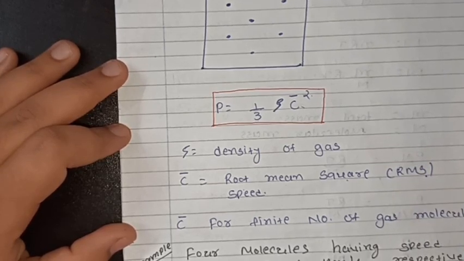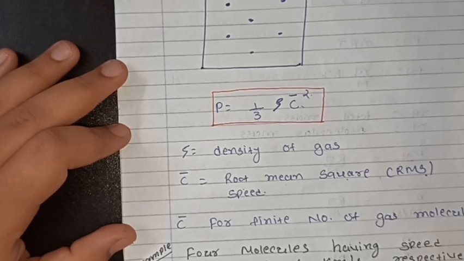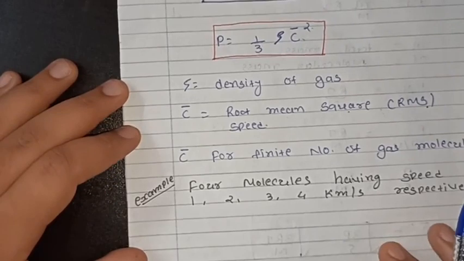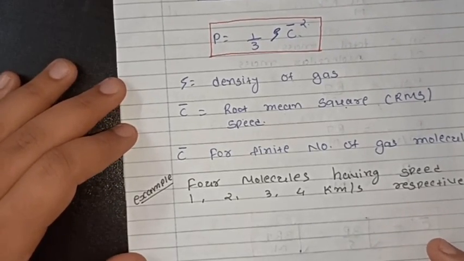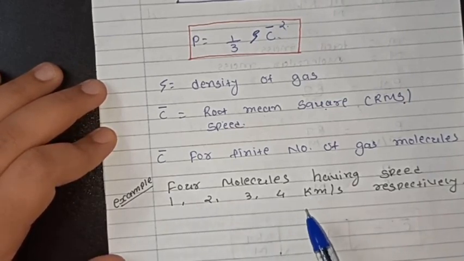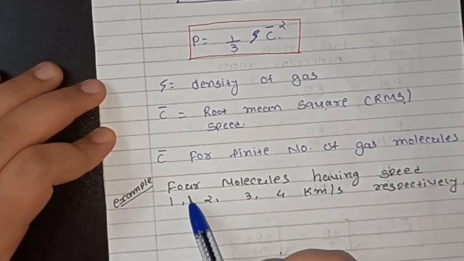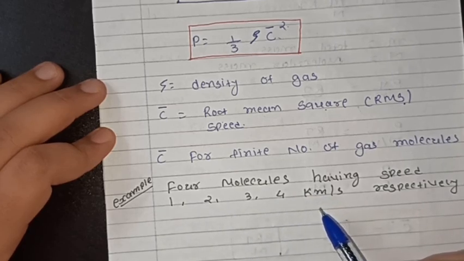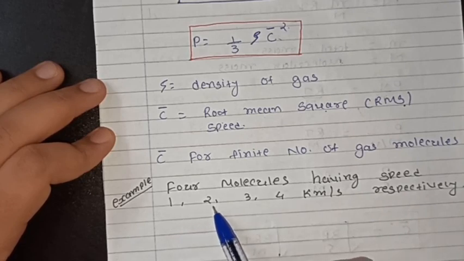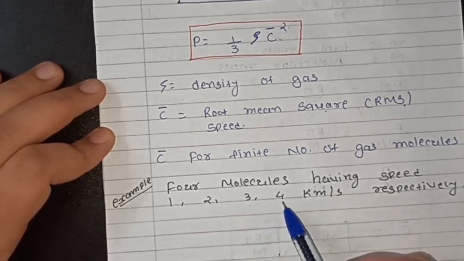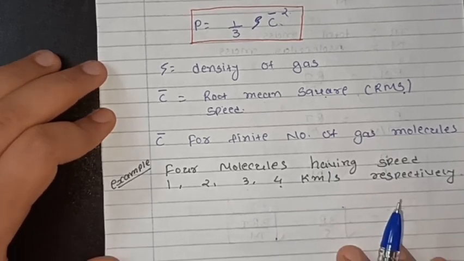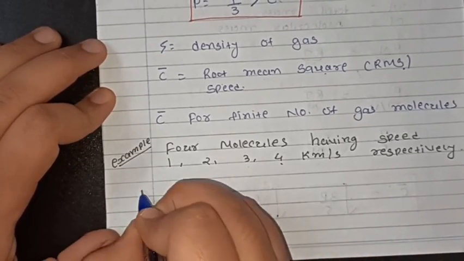There are two methods of finding RMS speed. One is for finite number of gas molecules. To find RMS speed for finite number of gas molecules, we will understand this by an example. Let us assume there are 4 molecules inside a container. They have speed 1 km per second, 2 km per second, 3 km per second and 4 km per second. We want to find that RMS speed, that is C bar.